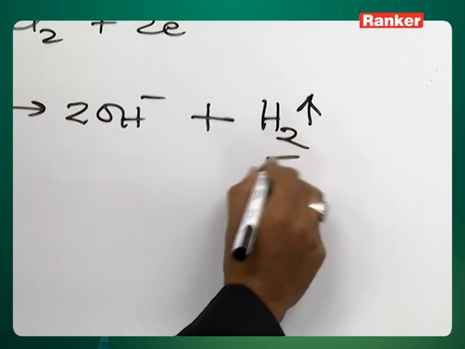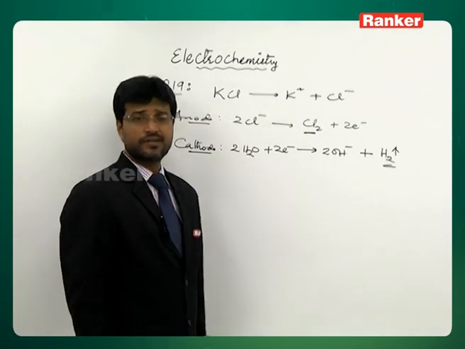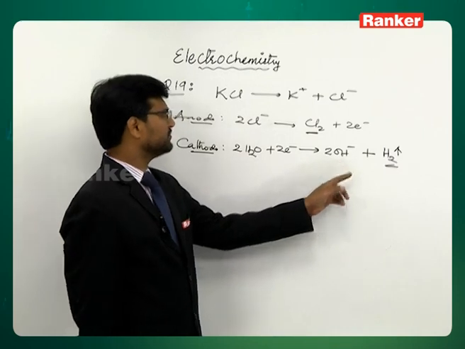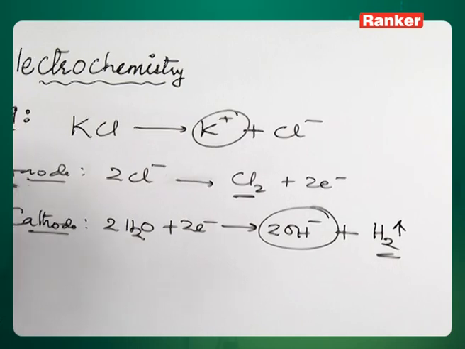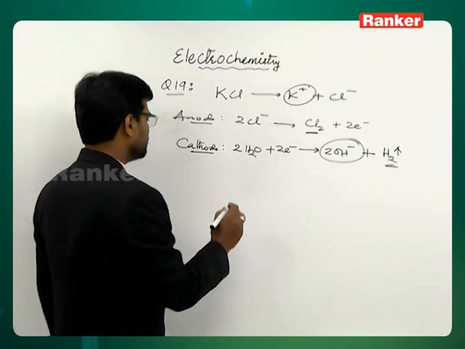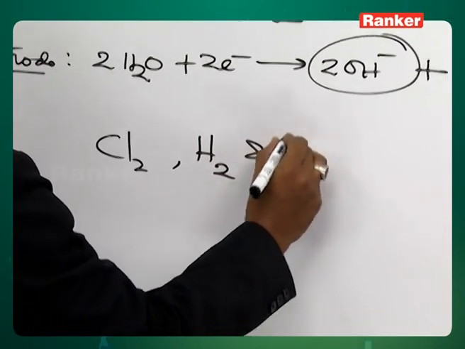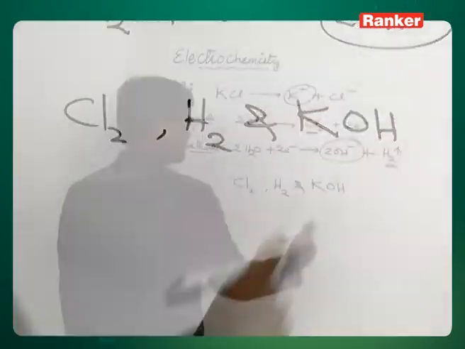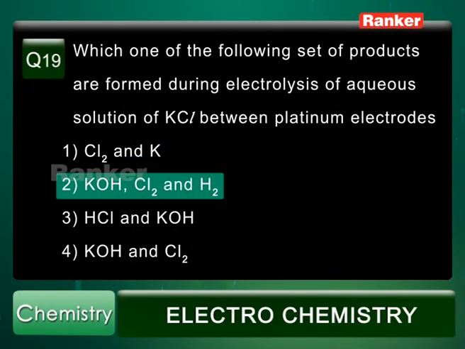So the gas which is produced at cathode is hydrogen, the gas produced at anode is chlorine. OH minus is left out in the solution, K plus is also left out in the solution. Solution becomes rich in KOH, alkaline solution. So the products are chlorine, hydrogen and KOH. So the correct answer is second option. It consists of KOH, chlorine and hydrogen gases.